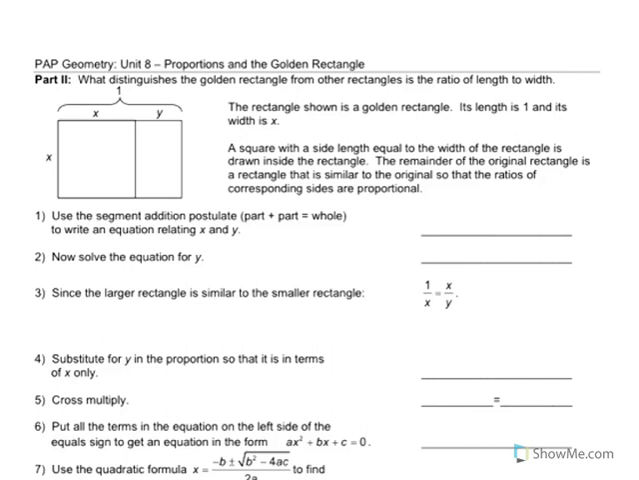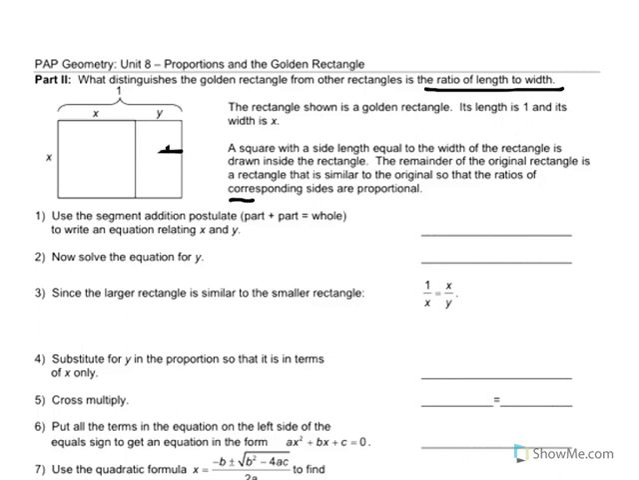Okay, now let's turn to the back. Part 2. What distinguishes the golden rectangle from other rectangles is the ratio of the length to the width. I just mentioned that. The rectangle shown is a golden rectangle. Its length is 1 and its width is x. A square with a side length equal to the width of the rectangle is drawn inside the rectangle. The remainder of the original rectangle is a rectangle that is similar, so that the ratios of the corresponding sides are proportional. That's basically what I was just saying, that we can keep drawing these squares and rectangles so that their sides are proportional, although I didn't do that one very well.